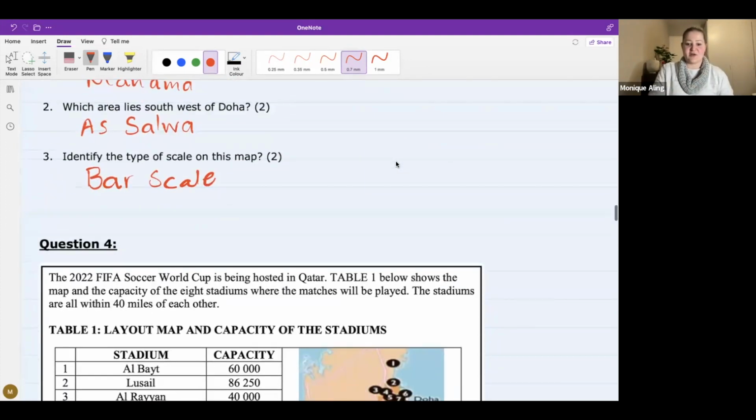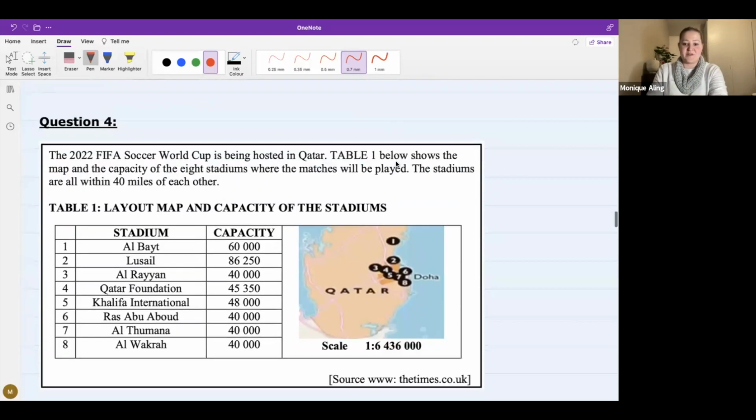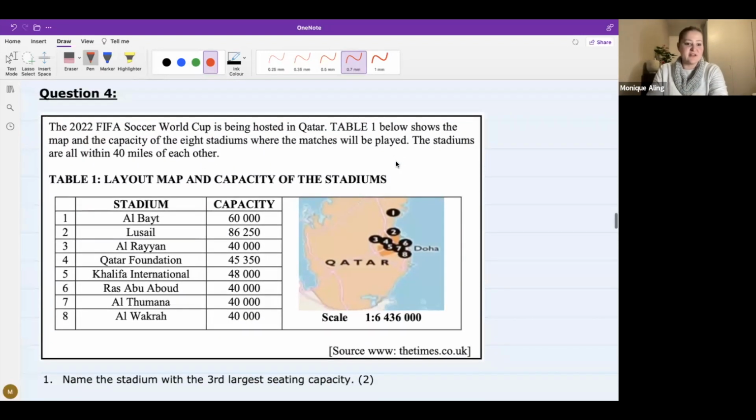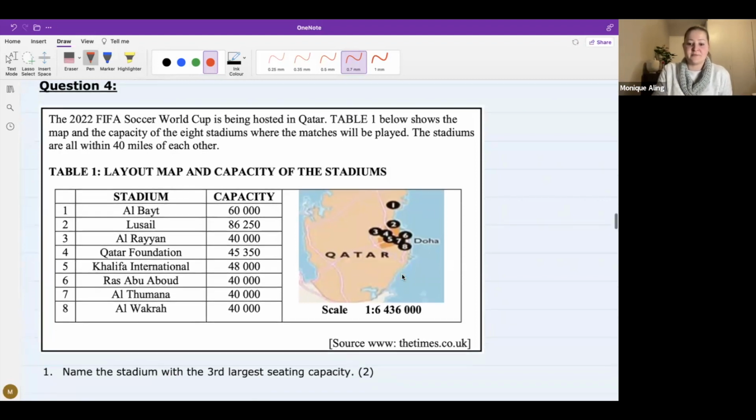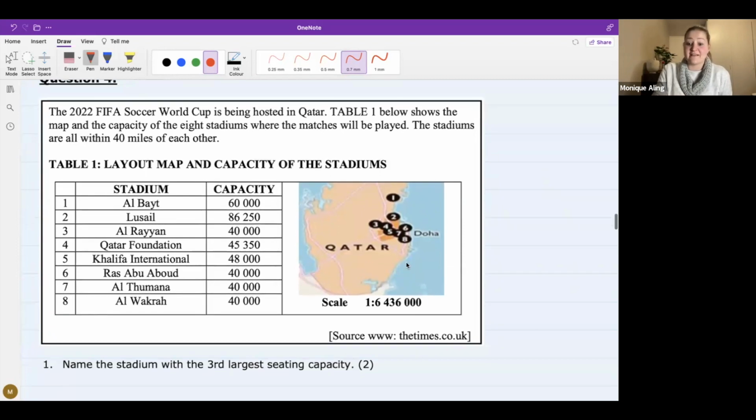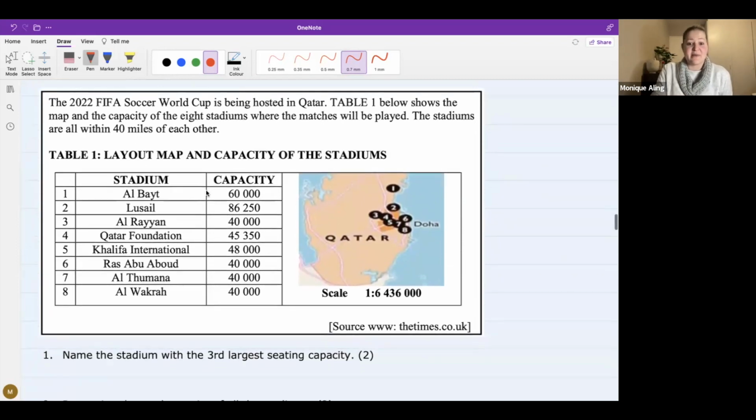Let's look at question 4. So still looking at the same region in the world. The 2022 FIFA Soccer World Cup is being hosted in Qatar. Table 1 below shows the map and the capacity of the 8 stadiums where the matches will be played. The stadiums are all within 40 miles of each other. Okay, so we've got a little bit of a map. They show you where all the stadiums are. We've got a scale and the capacity for each stadium.